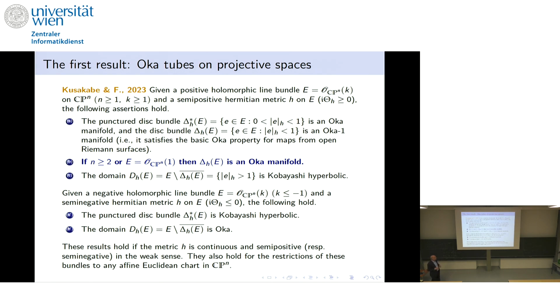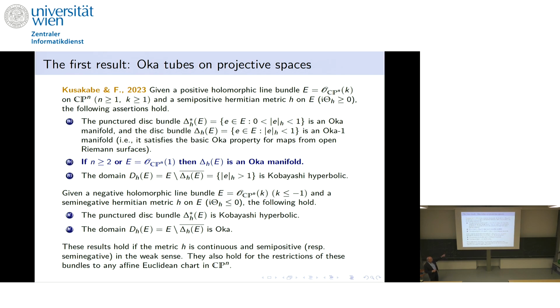What about if the bundle is semi-negative? So this means k is less than or equal to -1. You have a semi-negative metric on it. Then it's just the opposite. The roles of the inner tube and the outer tube get switched. So in this case, the punctured disk bundle is Kobayashi hyperbolic, and the outer tube is OCA.